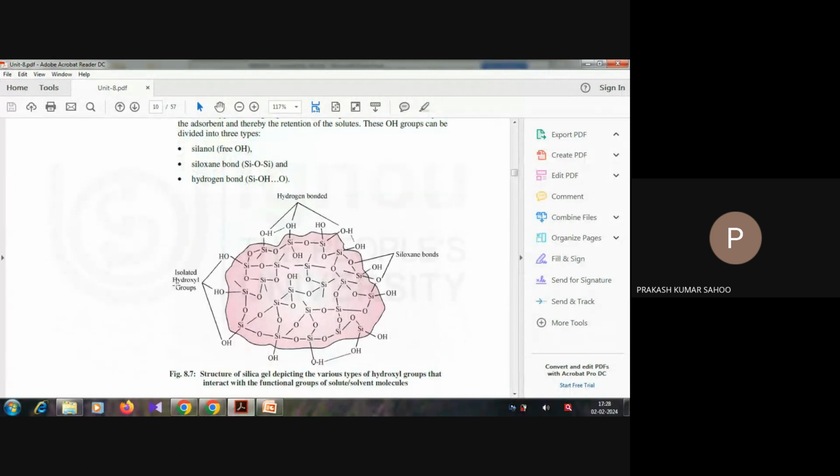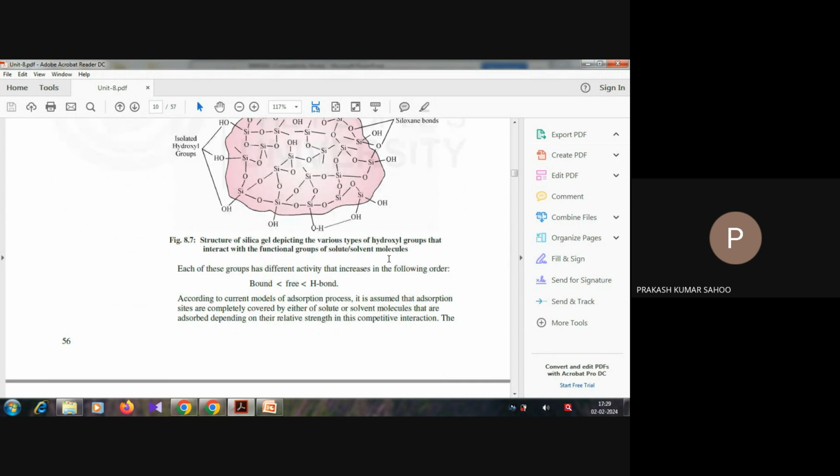So these three types of bonding are there, and just see here, this is the hydrogen bonding, that is between oxygen and hydrogen. We have the siloxane bond, this is your silicon-oxygen-silicon bond, so this is a siloxane type. And the free silanol groups are also there. If I go for the reactivity, the bound siloxane will be less reactive than the free silanol, which is less reactive than the hydrogen bond.